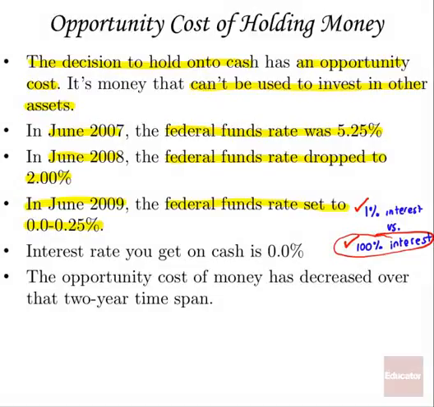And again, as I mentioned before, the interest rate you get on cash is 0.0%. You don't get any interest. If you hide your money under the mattress, you're not going to get any interest with that, because you have it in cash. It's extremely liquid, but you're not going to get any interest off of that. So in this case, the opportunity cost of money has decreased over that 2-year time span.